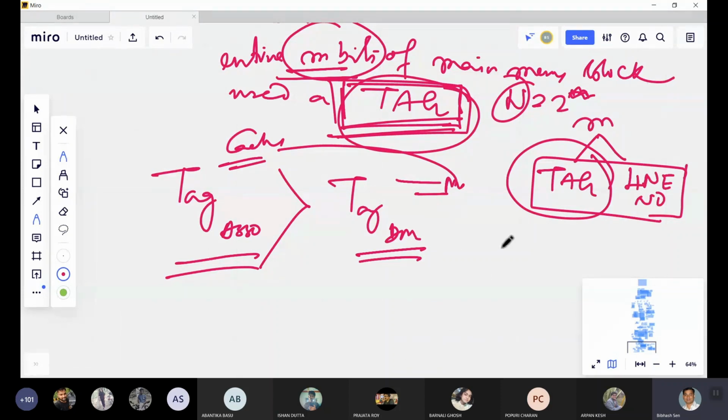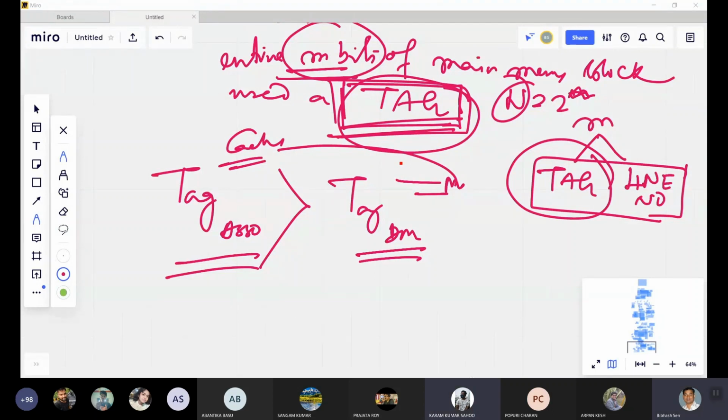Can you tell me the advantage of this process? Any advantage of such a process? Karam? Hello. Yes, sir, I'm audible. I am asking, any advantage of such methods? Associative, sir. In associative, conflict misses will be less. Conflict misses will be less. Very, very good point. Anything?